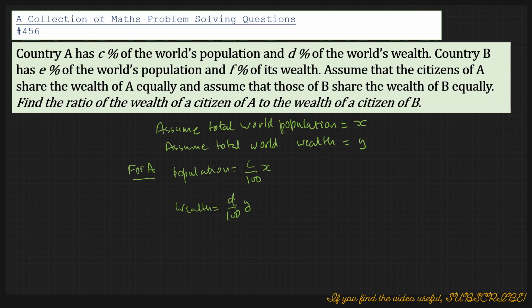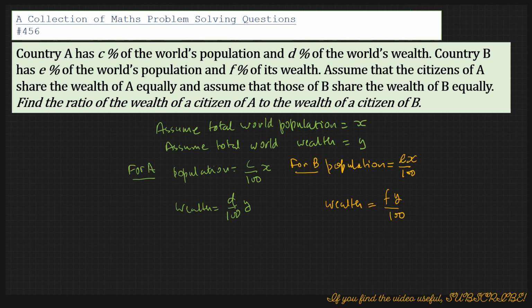And for country B, what you would have is population is E%. So EX out of 100, and the wealth would be F%. So FY out of 100. So that's done. So now we have to find the ratio.